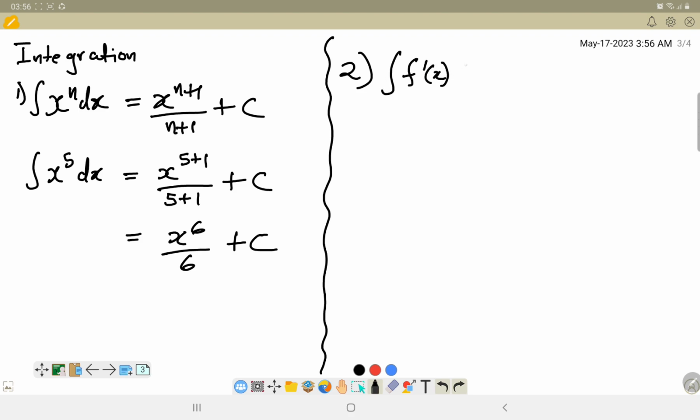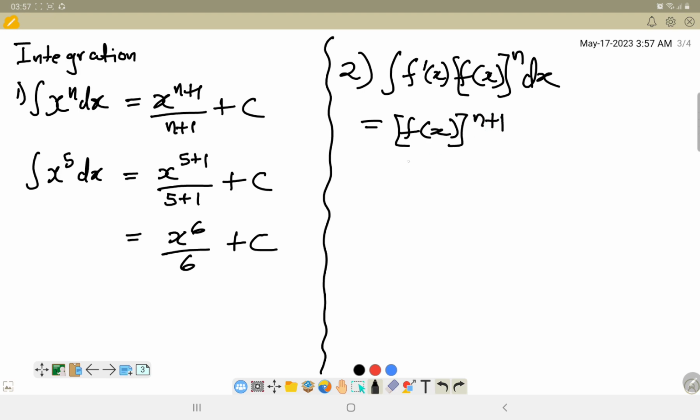The integral of f prime of x times f of x to the power n dx. So here you have f of x, which is raised to the power n, and on the side sits exactly its derivative. How can we apply this formula? The solution to this formula is as follows: f of x to the power n plus 1 over n plus 1 plus c.